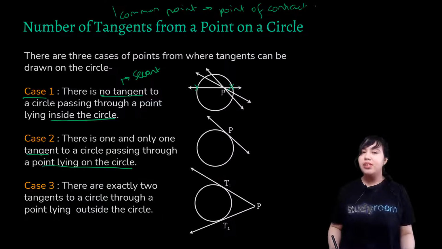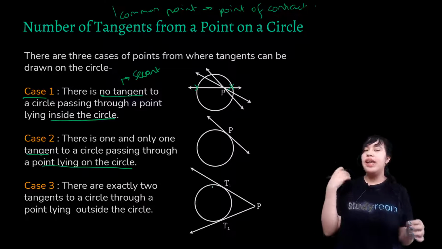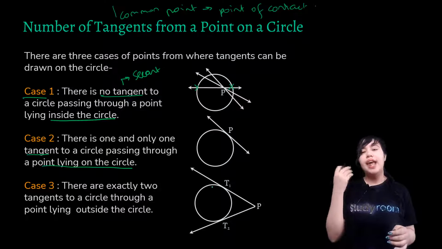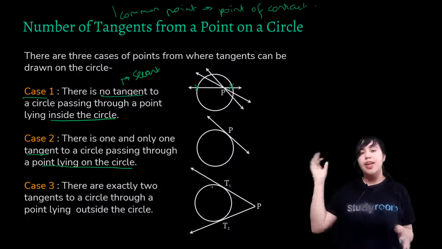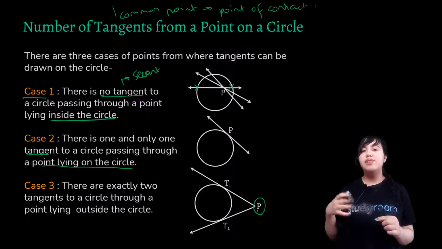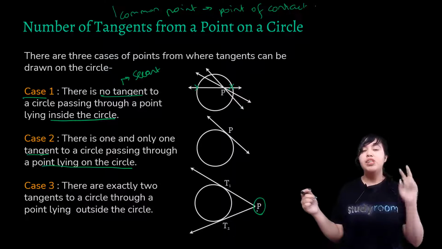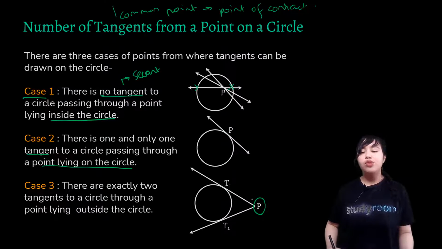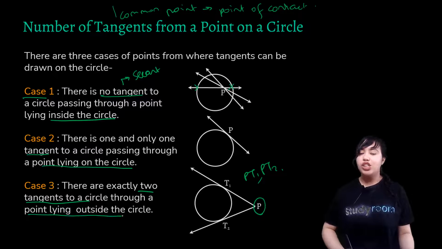And case number three, what if the point is an external point? It's not lying inside the circle, it's not lying on the circle, it's somewhere in the exterior part of the circle, and let's say that is point P. So what you realize is that from such a point, you can make two tangents to the circle, which will be PT1 and PT2 in this case. So there will be exactly two tangents to a circle for a point lying outside the circle.